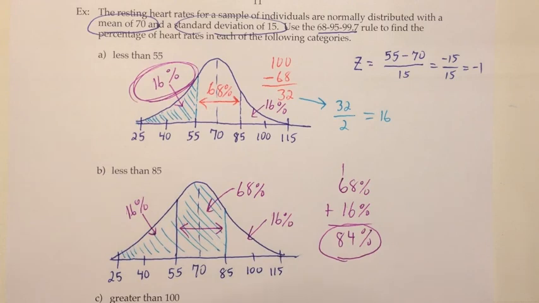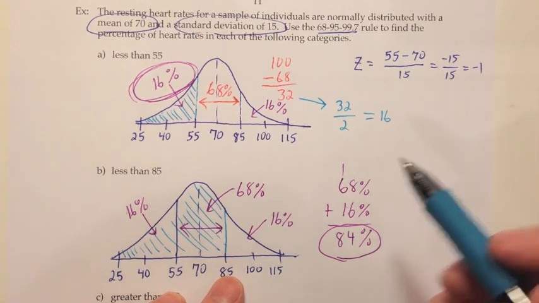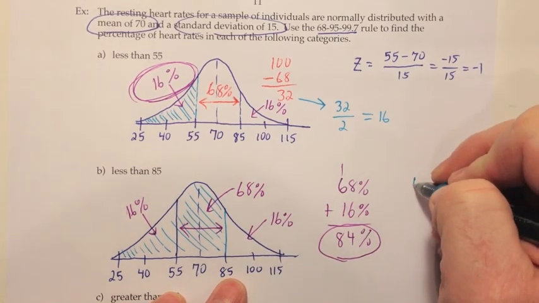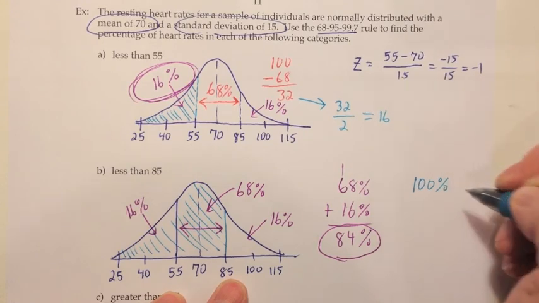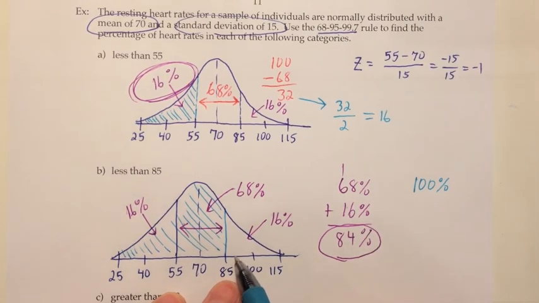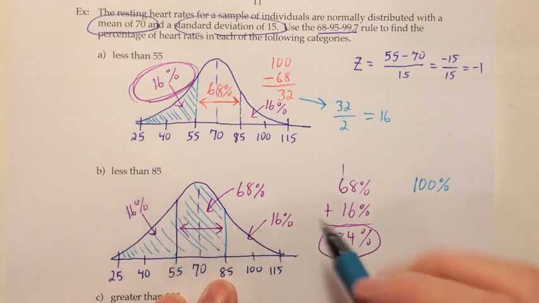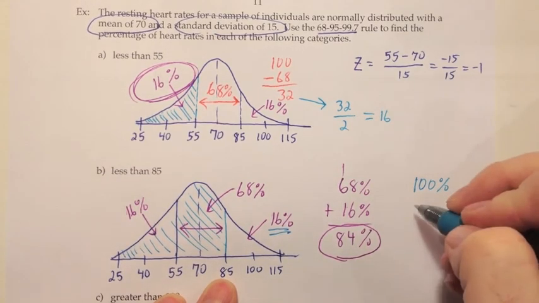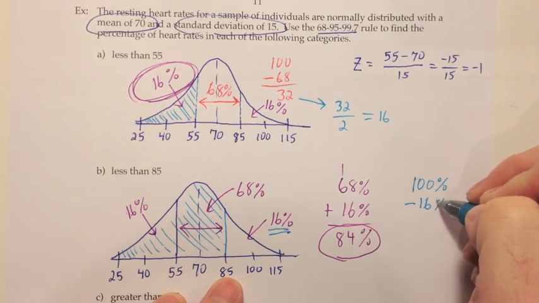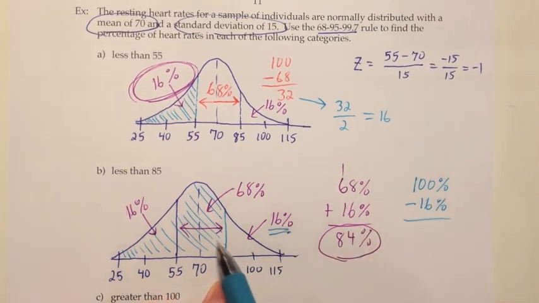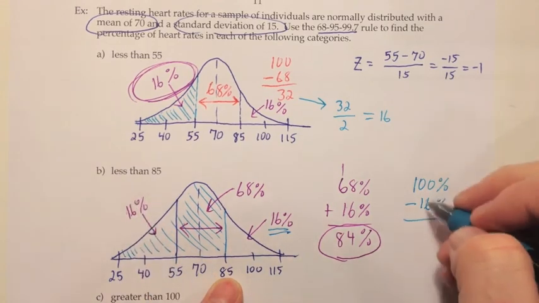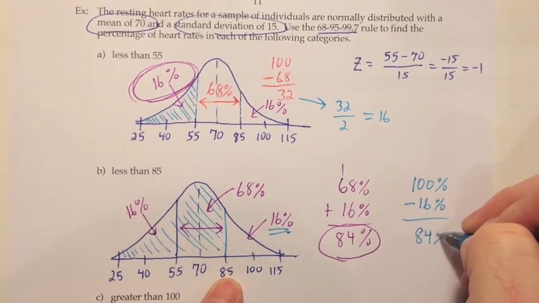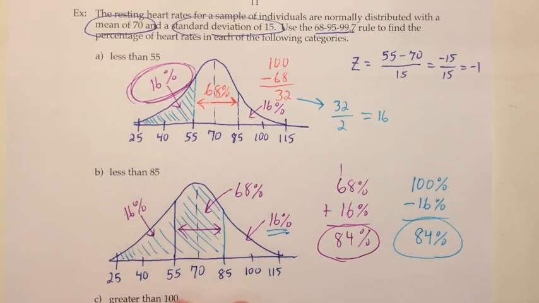Just a quick mention, there's another way I could have done this and still got the same answer, and either one of these would be fine. Another approach to this would be to say the graph represents 100% of the heart rates, and if I look to the right of 85, I have 16%, and I want less than 85, so I don't want these. So I could say when I go to answer this, I want all the heart rates except for the 16% that are above 85, and that should just leave me with the ones that are less than 85. And if you do that subtraction, you get 84%. And again, same answer, so either approach would be fine.